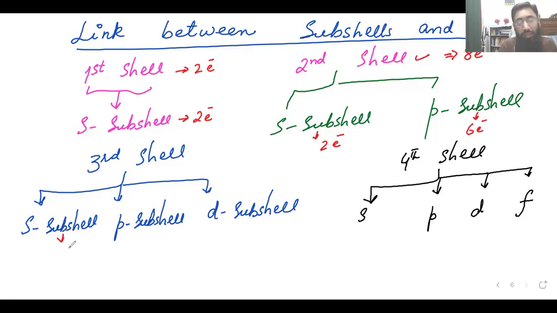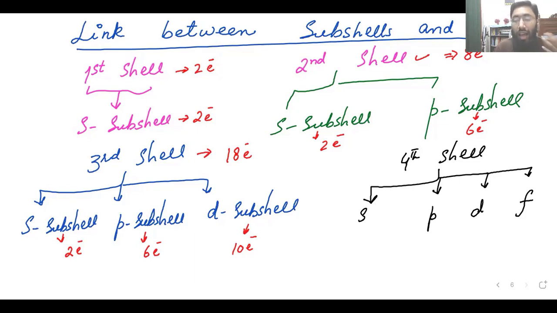Similarly, remember always, S subshell accommodates maximum 2 electrons, P subshell accommodates maximum 6 electrons, D subshell accommodates maximum 10 electrons. And when you add all these numbers, you will get 18. And yes, the third shell can accommodate 18 electrons.